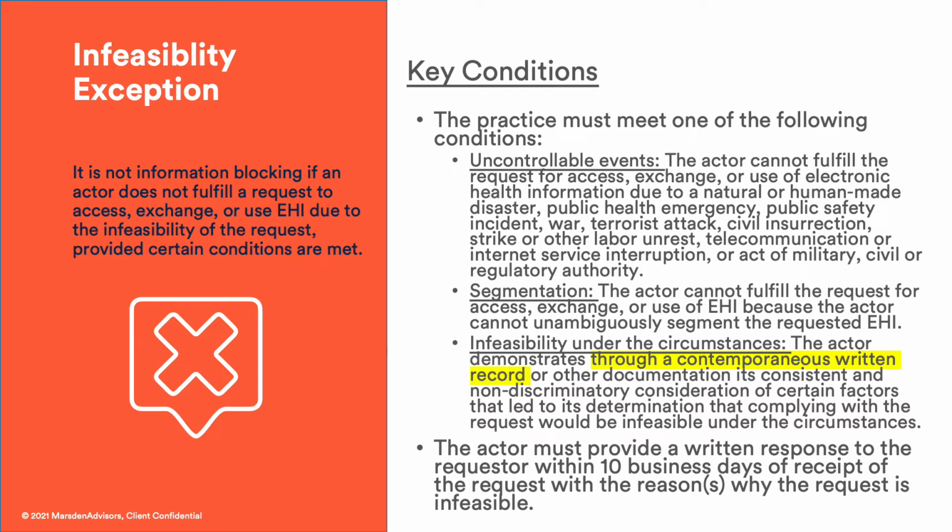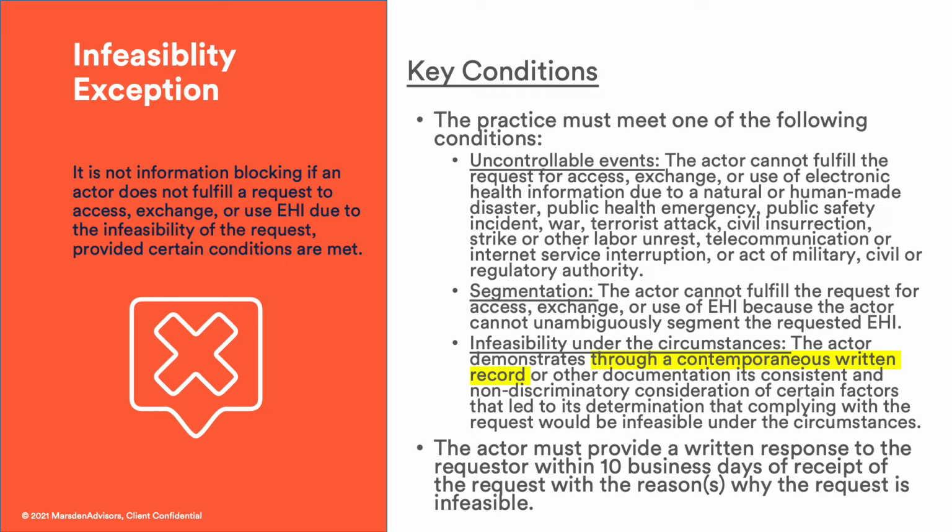Then there's data segmentation. So let's say you are unable to release all of the information contained in a file, either due to privacy reasons or patient harm, and we'll get into those exceptions in a minute. But you're also unable to segment the data because your EHR hasn't had that functionality built in yet. So it's either all or nothing. That is what that portion of this condition means. That would make it infeasible for you. And then finally, infeasibility under the circumstances.